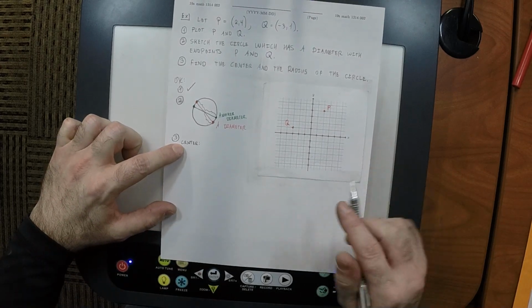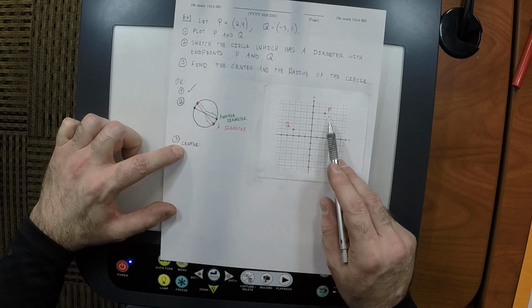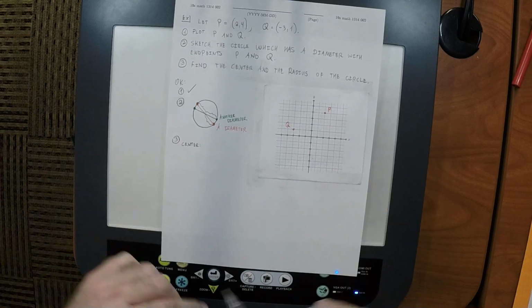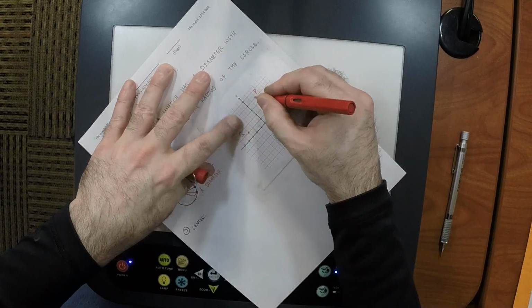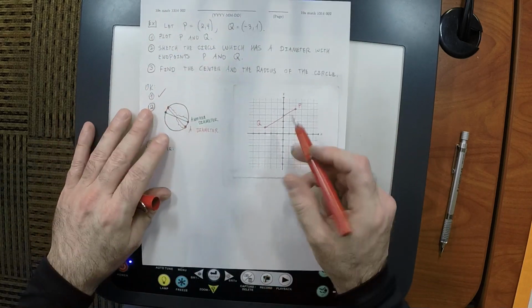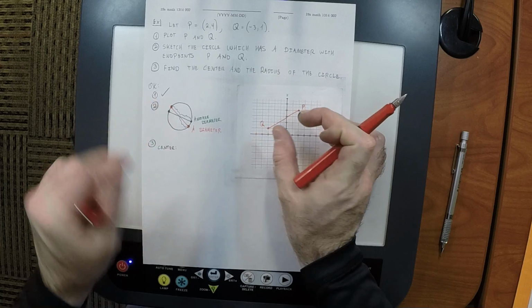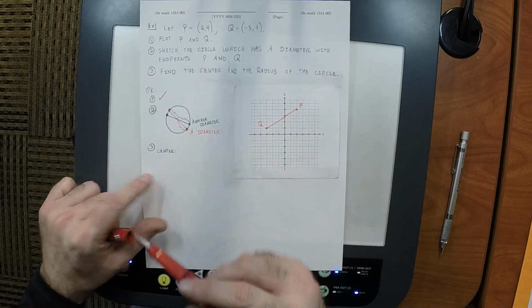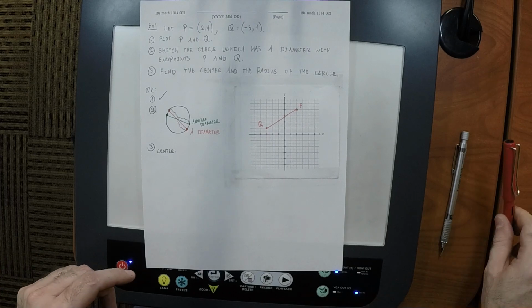Create a triangle where the hypotenuse is line segment QP, and then find the midpoint thereof. Very good. I love it. So we've got this line segment here, something like that. So that's a diameter. Then do you observe that the center of the circle is at the midpoint of every diameter?